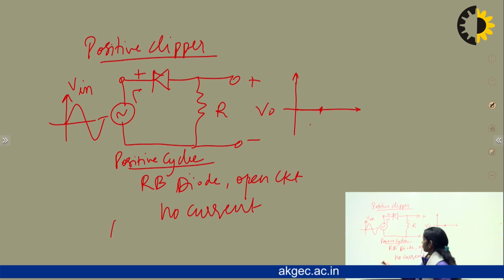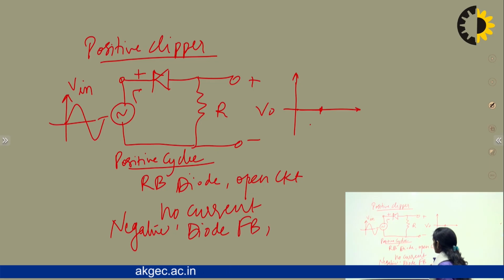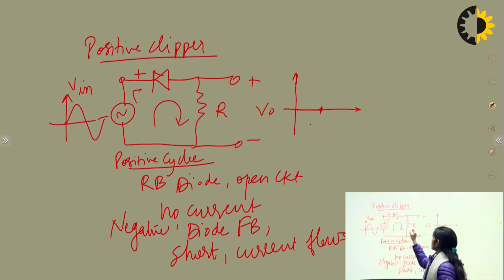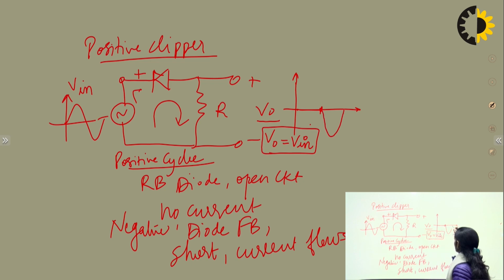Now for the negative cycle, the diode will become forward biased. The forward biased diode becomes a short circuit and the current starts flowing. When the current flows, the output is obtained as it is, so the output equals the input. Since it is forward biased in the negative cycle, we get only the negative cycle, and the positive cycle is clipped. That is why it is called a positive clipper.